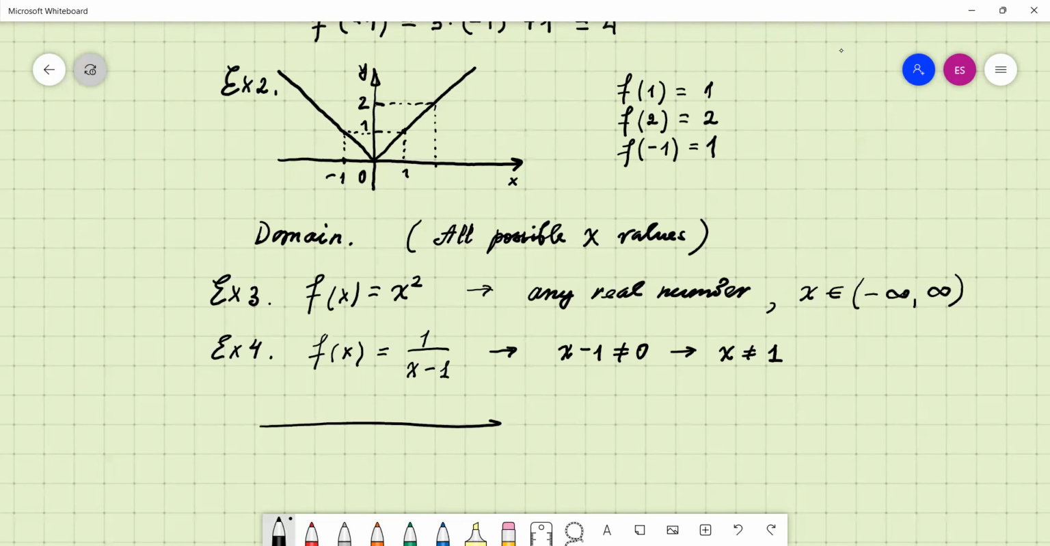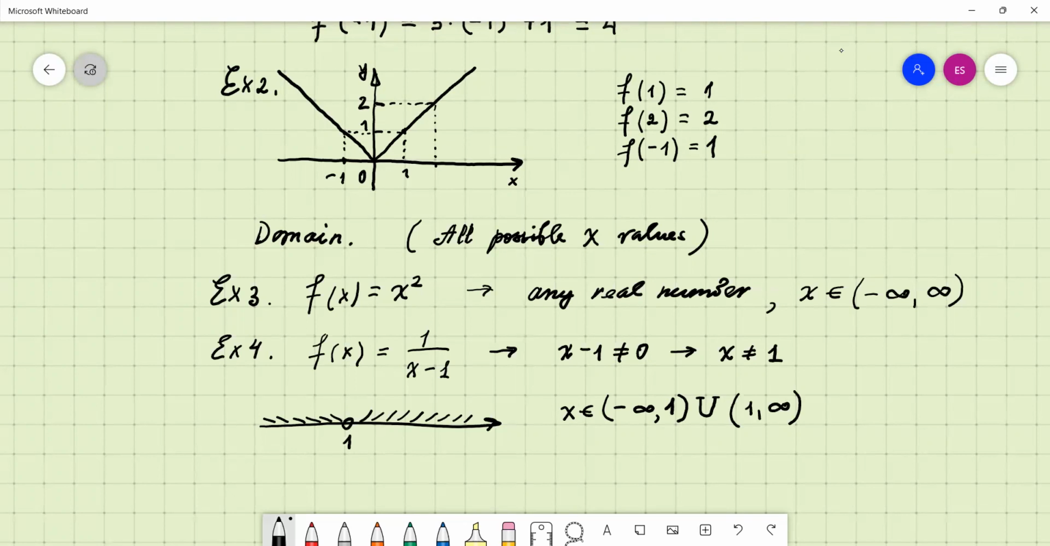If you draw a number line, you're going to have 1 over here. And all other numbers are good, right? We can divide by any number besides 0, and 0 is going to happen when x equals 1. So how do we write this domain in interval notation? In interval notation, you write negative infinity to 1, not including 1, and 1 to positive infinity.